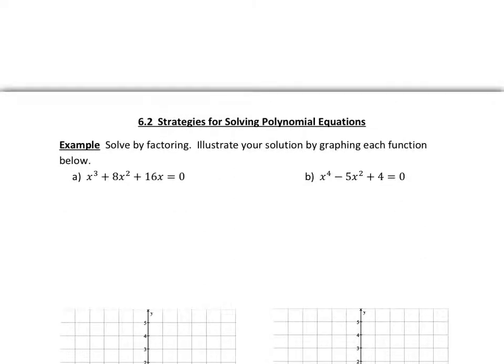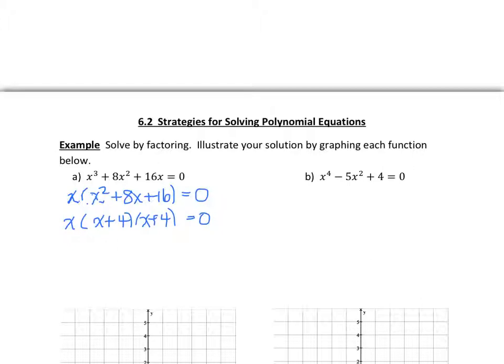Okay, in this lesson we're looking at strategies for solving polynomial equations. And the first method that we're going to be looking at is factoring. So looking at the first example, if I'm going to solve this equation by factoring on the left-hand side, the first thing I would do is take out a common factor of x. And that would leave me with x squared plus 8x plus 16, which could be further factored as x times (x plus 4) times (x plus 4).